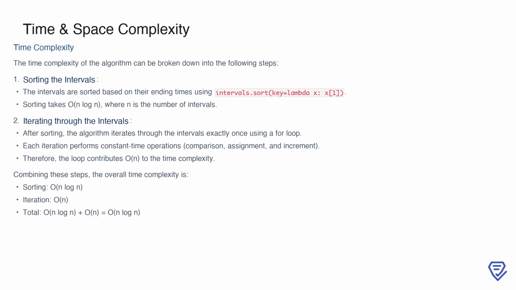Here, we analyze the time complexity of the algorithm. The first step involves sorting the intervals based on their ending times. Sorting is performed using the sort function with a key, and this operation takes O(n log n), where n is the number of intervals. Once the intervals are sorted, the algorithm iterates through them using a single for loop. Each iteration involves constant time operations such as comparisons, assignments, and increments, contributing O(n) to the time complexity. When we combine these two steps, the total time complexity becomes O(n log n) for sorting plus O(n) for iteration, resulting in an overall complexity of O(n log n).